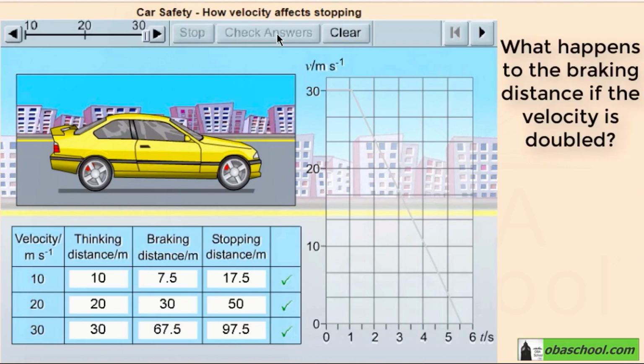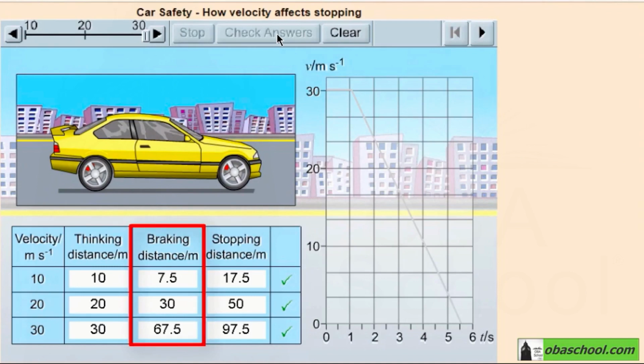What happens to the braking distance if the velocity is doubled? Yes, it quadruples, showing that the braking distance is proportional to the square root of the velocity.